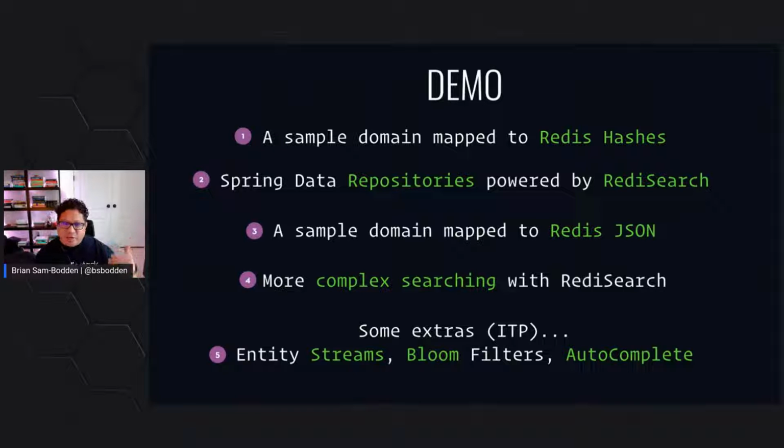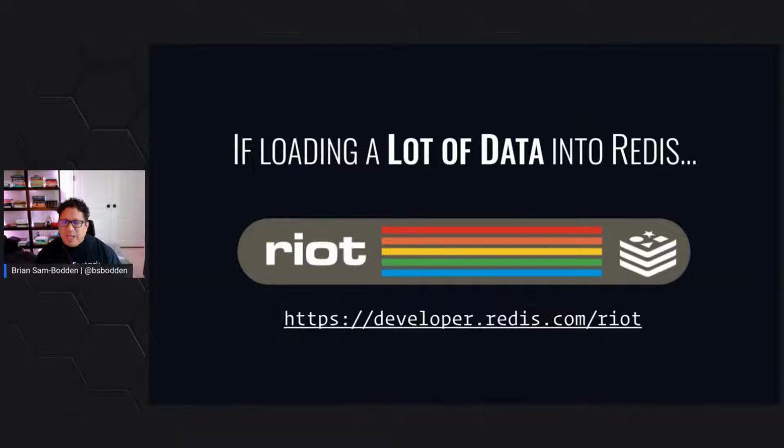That's going to be the Spring Data repositories that most Spring developers are familiar with, but they're going to be powered by Redis Search. Then we're going to show document mapping using Redis JSON and a native Spring Data annotation that allows you to map entities to JSON documents. We're going to look into some more complex searching. And if time permits, we're going to look at an API for searching that we've developed at Redis called Entity Streams. And we're going to look at Bloom filters and how easy it would be to implement something like autocomplete in Spring with Redis.